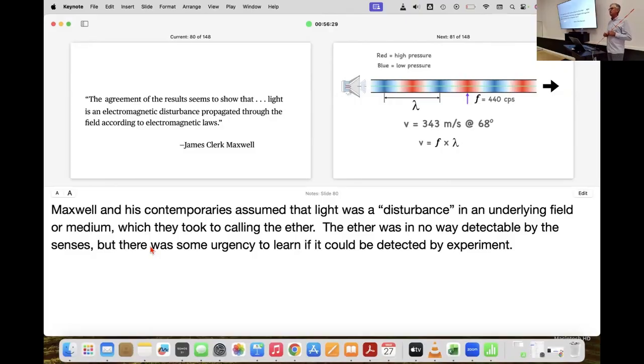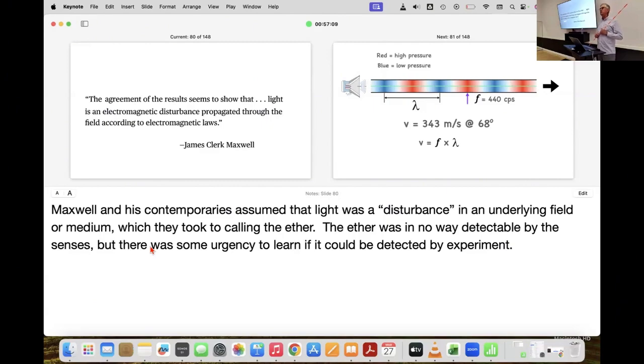Okay, let me go a little bit farther and then we'll take a short break. So Maxwell and his contemporaries assumed that light was a disturbance in an underlying field or medium. And they thought, let's give that medium a name. We don't know what it is. There's no candidate out there. It's not like, oh, it's air, because light propagates through a vacuum. So it must be something that's even present in a vacuum, like space. And they called it the ether.